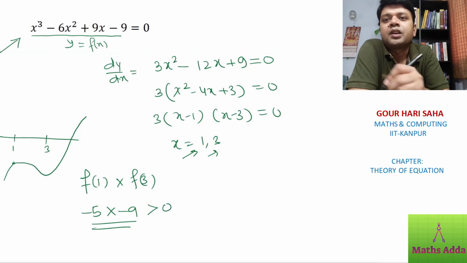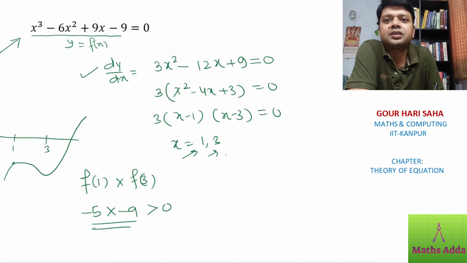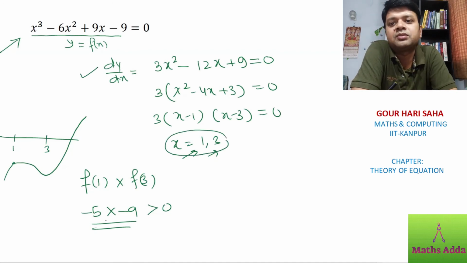So how did we do that? We found dy by dx, found the points of maxima and minima, and checked whether these have the same sign or not. If they have the same sign, then they are on the same side and hence only one root. If they have opposite signs, then they are on opposite sides, and it will have 3 roots. So let's take one more example.